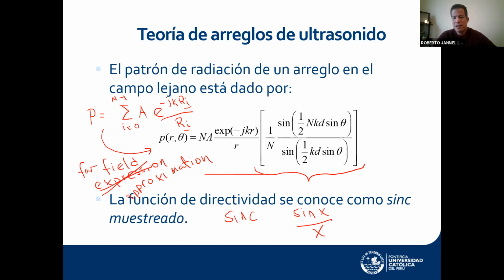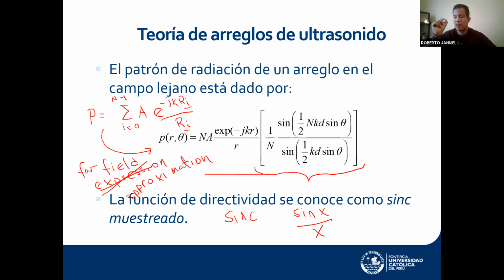So this function over here is a sine divided by a different sine, right? It's actually a different sine function, if you pay attention to the arguments. The only difference is that the argument of the sine function in the numerator is capital N times the one in the denominator. If, for example, 1/2 k times little d times sine theta, right? All of that would be a very small number.